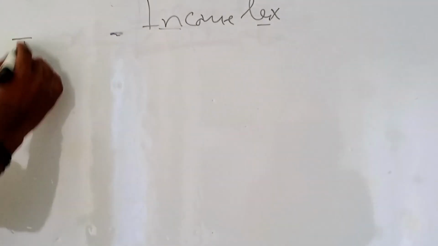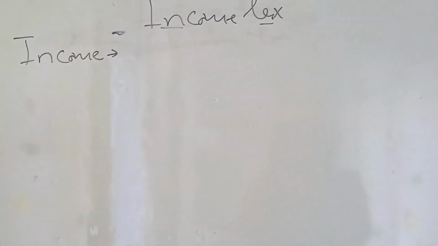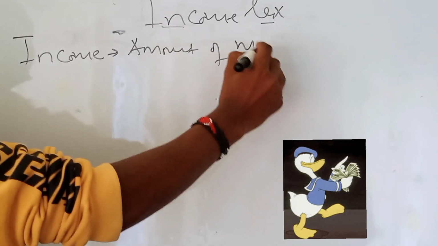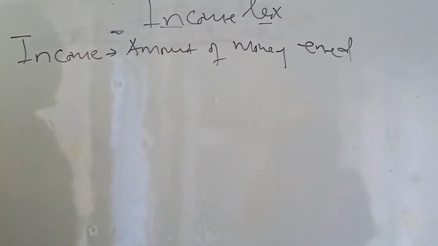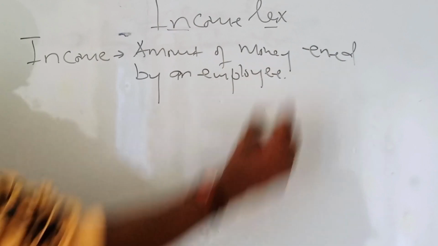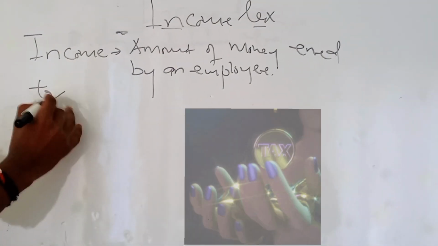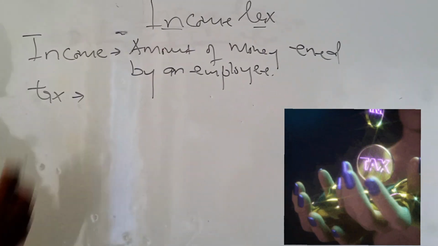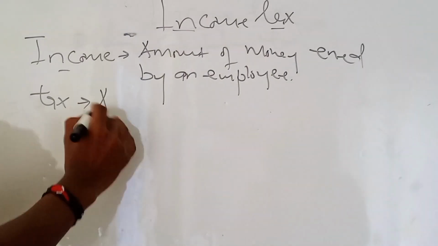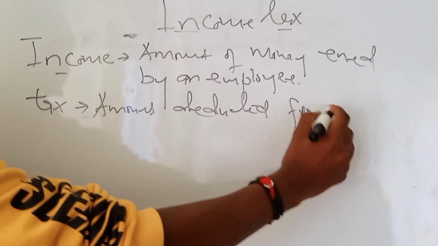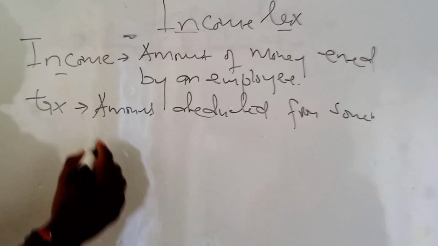This term has been derived from two terms. First, income. I'll define income as the amount of money earned by an employee. And tax refers to the amount of money deducted from someone's earnings or income. So tax is the amount deducted from an employee's income.